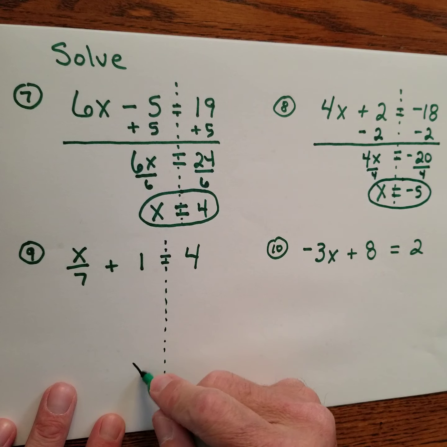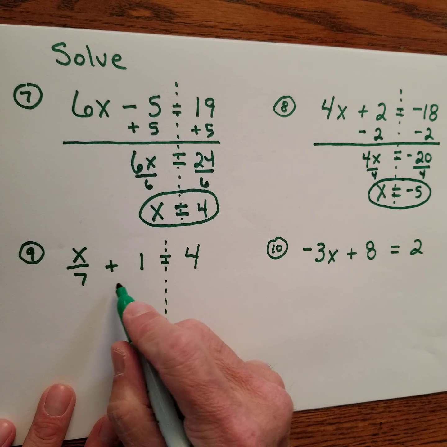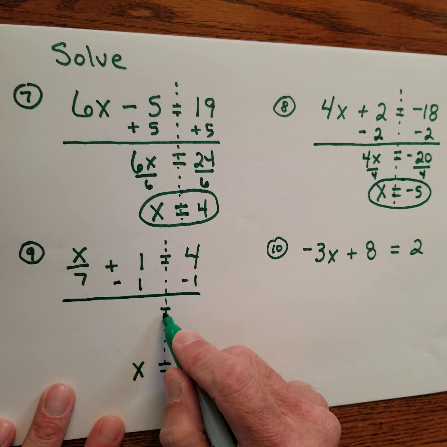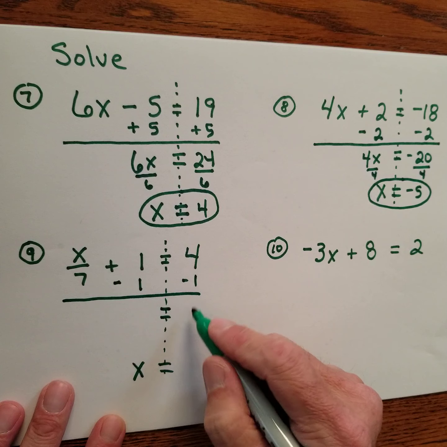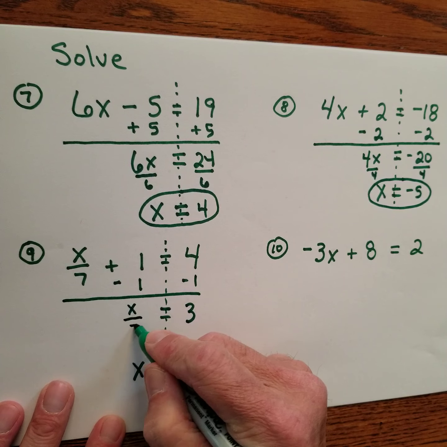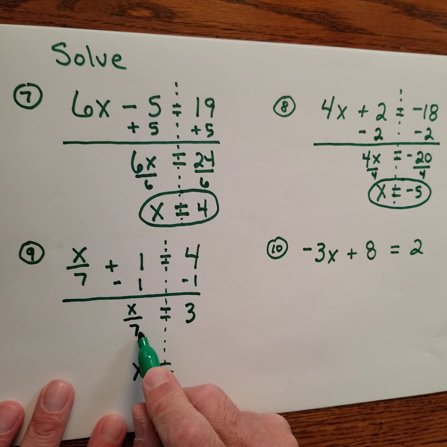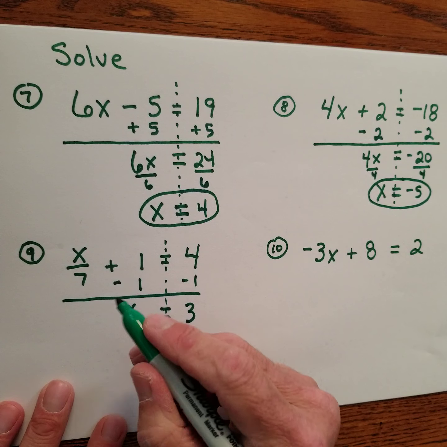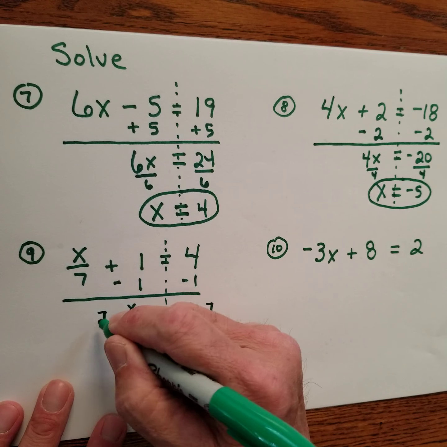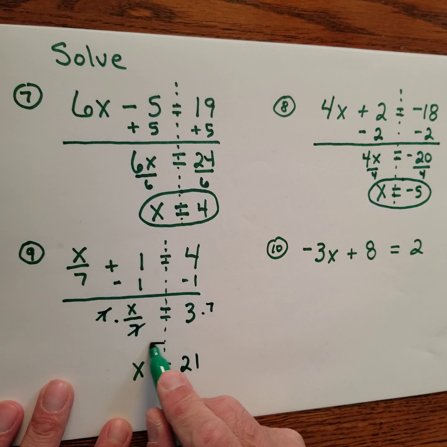For number 9, I start by getting rid of that 1. And the inverse of addition is subtraction. 4 minus 1, that's 3. Copy the x divided by 7. Now to get x by itself, I have to get rid of the 7. The 7 and the x, they're being divided, and the inverse to division is multiplication. I should multiply both sides by 7. 3 times 7, 21.